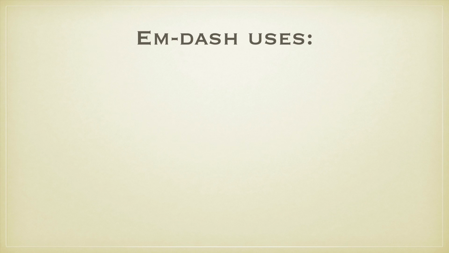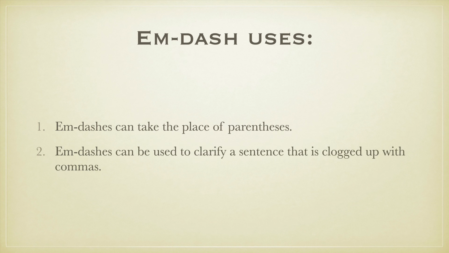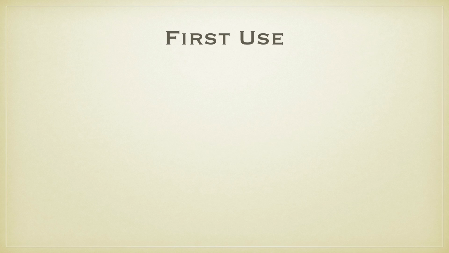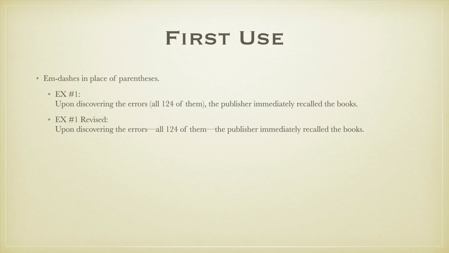Uses. Em dashes can take the place of parentheses. Em dashes can be used to clarify a sentence that is clogged up with commas. First use. Em dashes in place of parentheses. Example 1. Upon discovering the errors, all 124 of them, the publisher immediately recalled the books. Here is example number 1 revised. Upon discovering the errors—all 124 of them—the publisher immediately recalled the books.